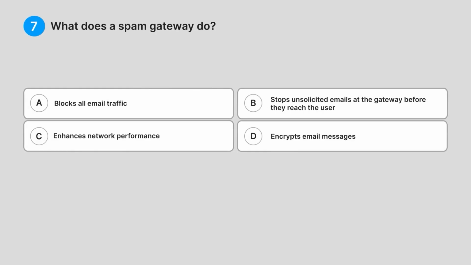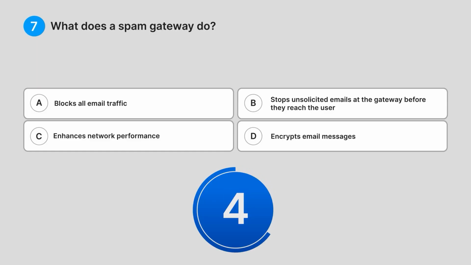7. What does a spam gateway do? A. Blocks all email traffic. B. Stops unsolicited emails at the gateway before they reach the user. C. Enhances network performance. D. Encrypts email messages. Can you guess the answer?